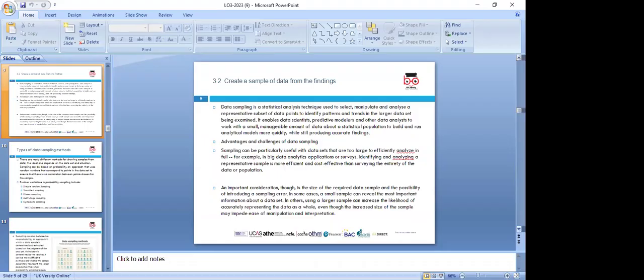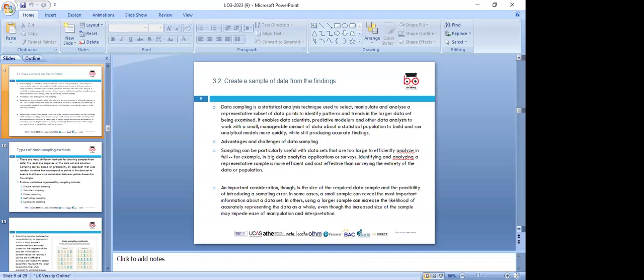If it is too large, it is difficult for you to manage or analyze. An important consideration, though, is the size of the required data sample and the possibility of introducing a sampling error. In some cases, a sample error can reveal the most important information about data sets. That's very important. Very, very important.